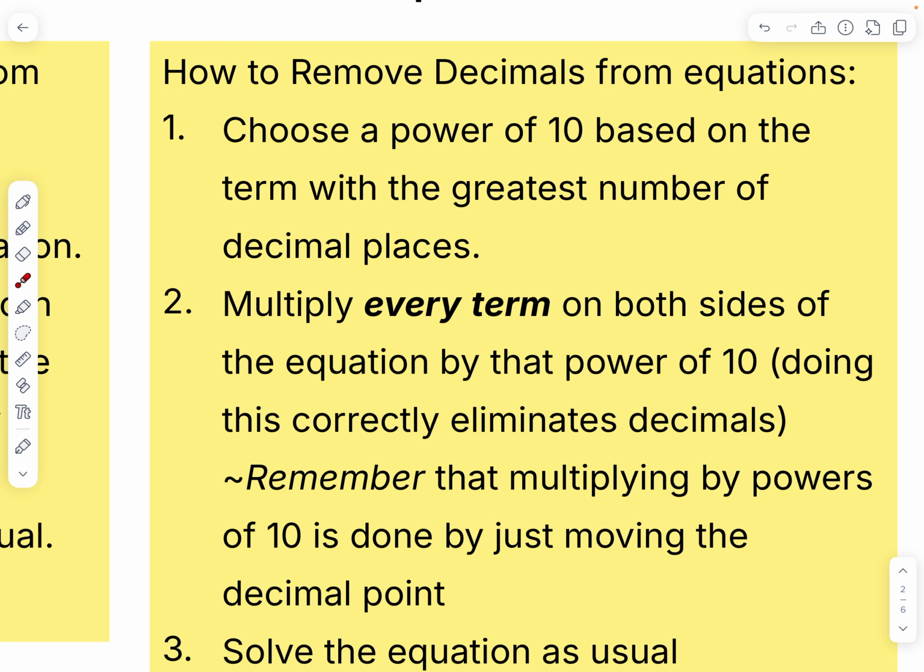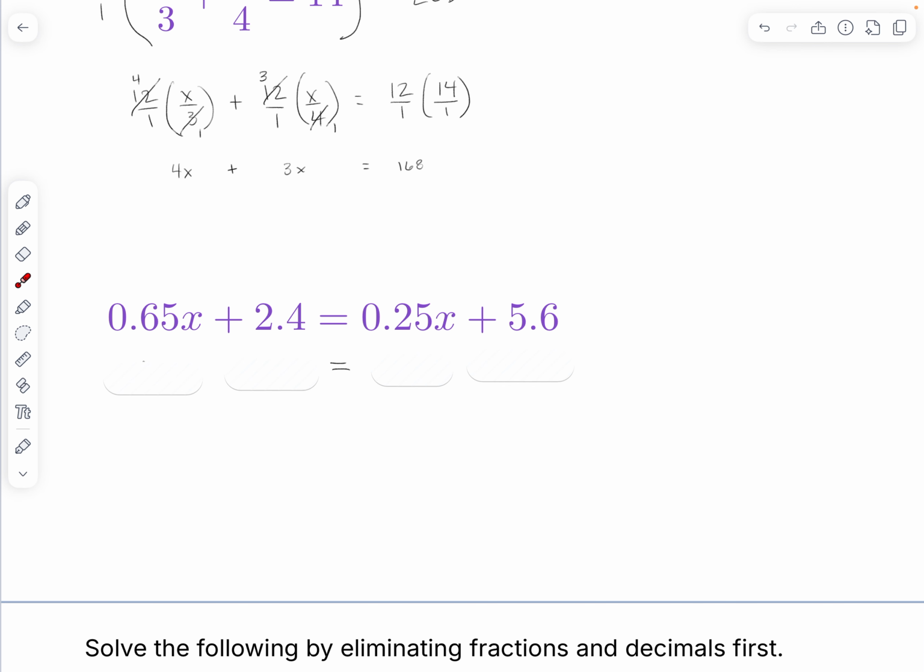So choose a power of 10 according to the highest number of decimal places I have. Since the highest number of decimal places I have is 2, we're going to choose a power of 10 that is squared. So 10 to the second power, or 100. The next part of the instructions says to multiply every term on both sides by that power of 10.